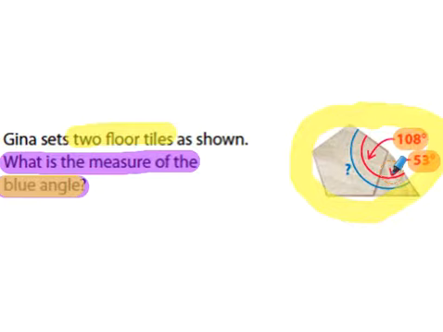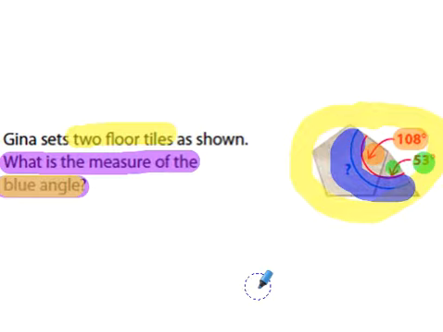I see that they are showing me specific angles. So that 108 is that one there. The 53 is this littler one here, this smaller angle. And what I don't know is the measure of this blue angle here. The blue angle is what I do not know.